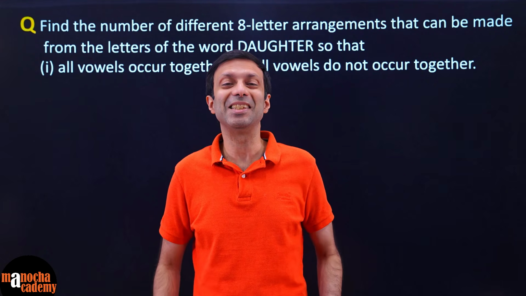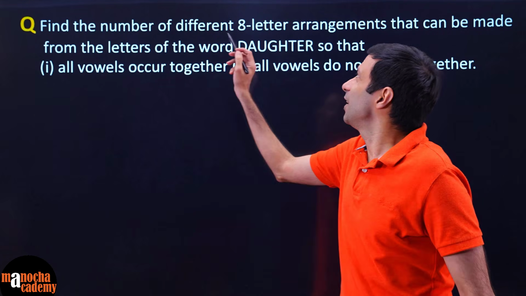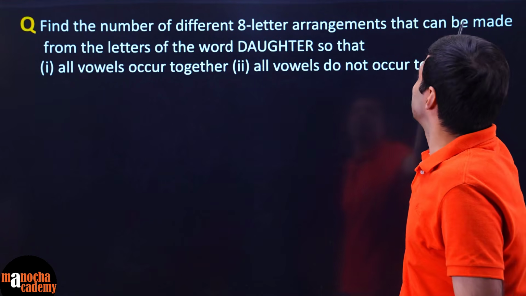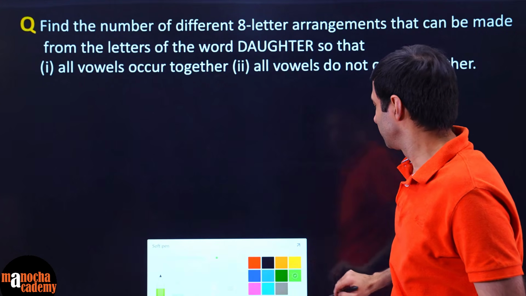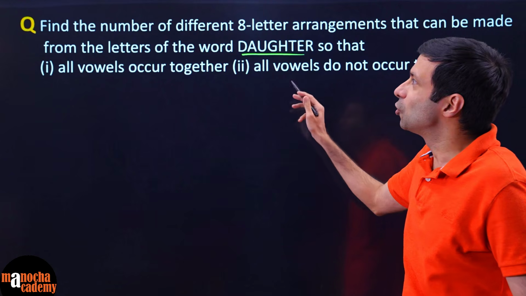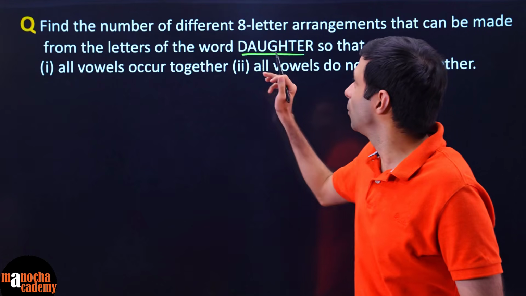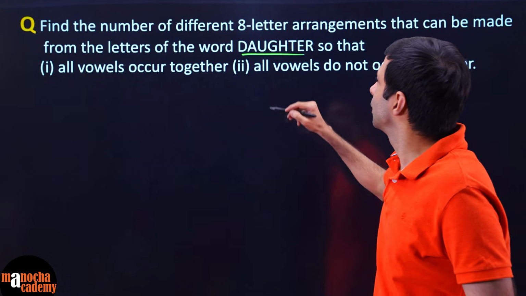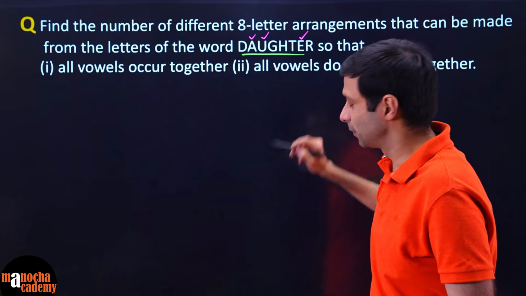The next question is dedicated to all the daughters. So let's take a look. Find the number of different 8-letter arrangements that can be made from the letters of the word daughter. So this is the word given to us so that all the vowels occur together. So what are the vowels here? So if you look at the word daughter, you can see the vowels are A, U and E over here.